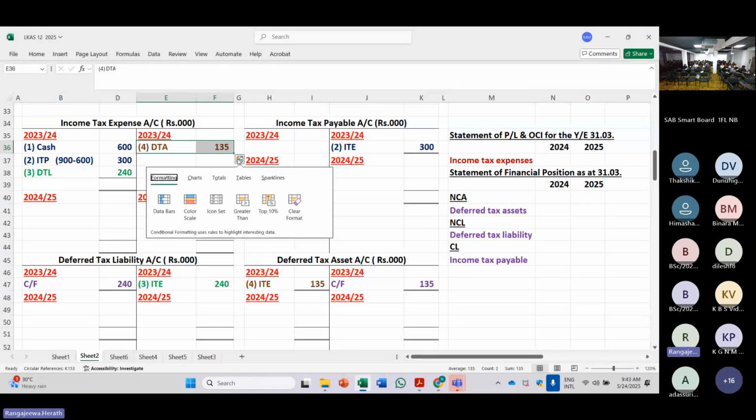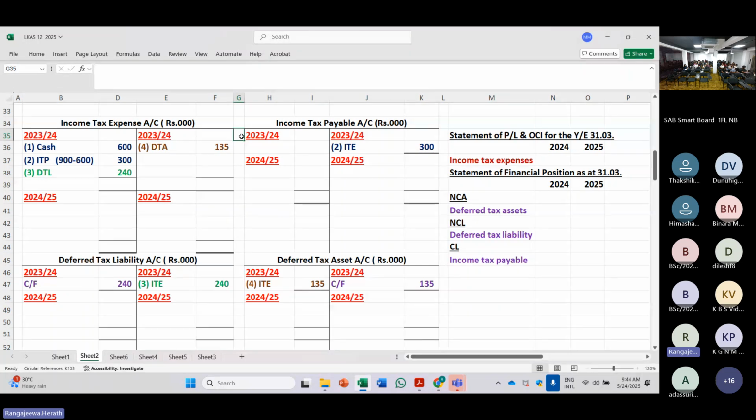So why we are making this deferred tax adjustment? In order to match the tax expense with the accounting profit, because this 600 plus 300, 900 is calculated based on tax law, right? But all other values in the income statement are as per the accounting standard. So there's a difference between accounting profit and tax profit resulted due to temporary differences. 240 deferred tax liability and 135 deferred tax asset.